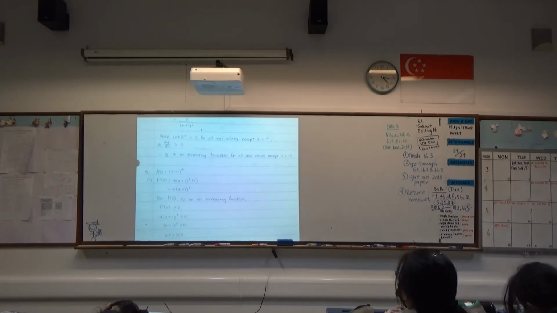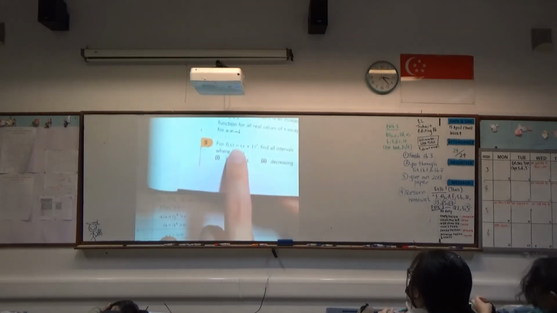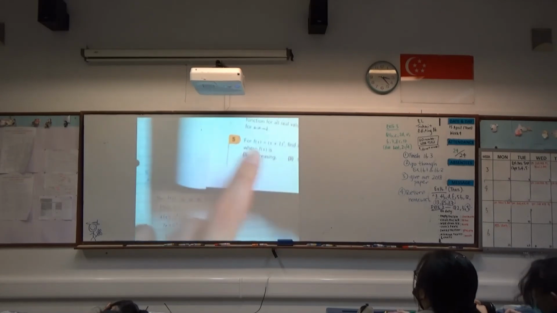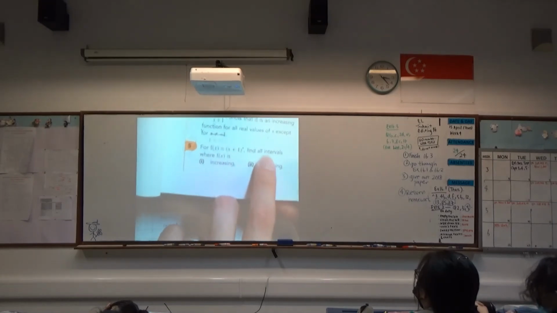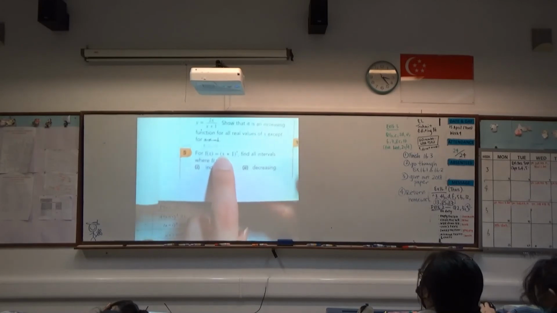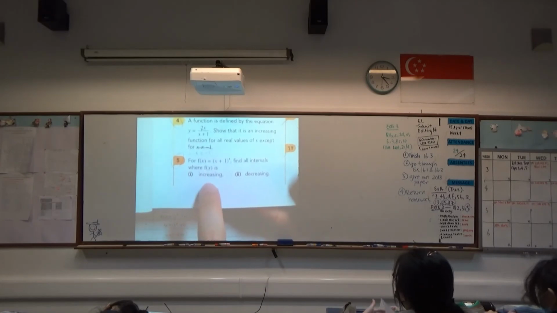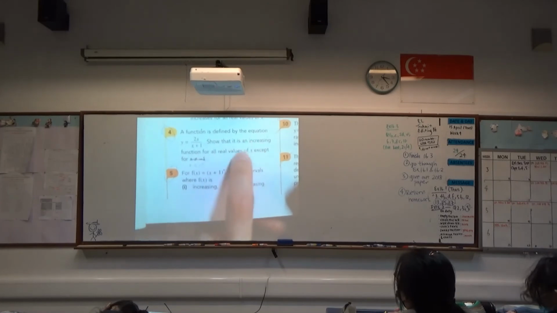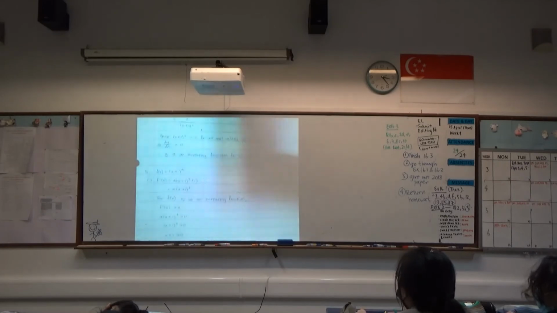Then question 5, for instance, is different in the question asking. I'll just flash the question first. Question 5 asks to show that f(x) is increasing. Oh, sorry, it's actually similar in question asking. Wait, oh, no. It's different because the question says find all the intervals. That means find all the values of x. So question 5 is asking you to find the x values so that the function is increasing. But question 4 is to tell you why the function is increasing for all the x values. So it's the opposite, the other way round.